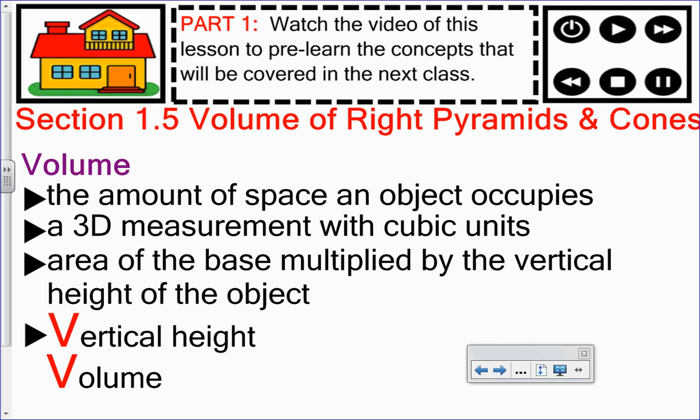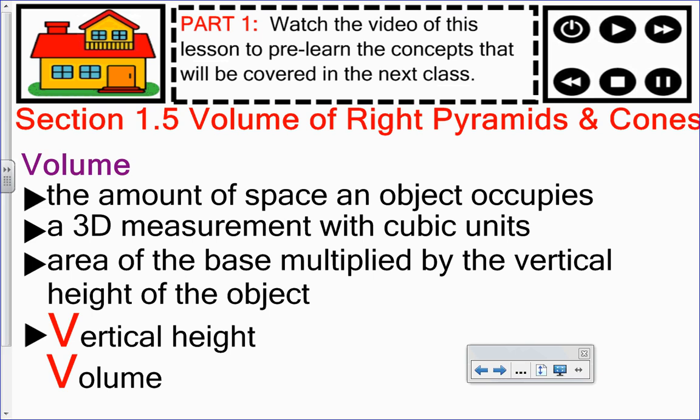So let's talk about volume. Volume is the amount of space on the inside of the object, so it is a 3D measurement. Instead of measuring with square units like we do with surface area, we're measuring with cubic units. That means all of our units will have a little exponent 3.